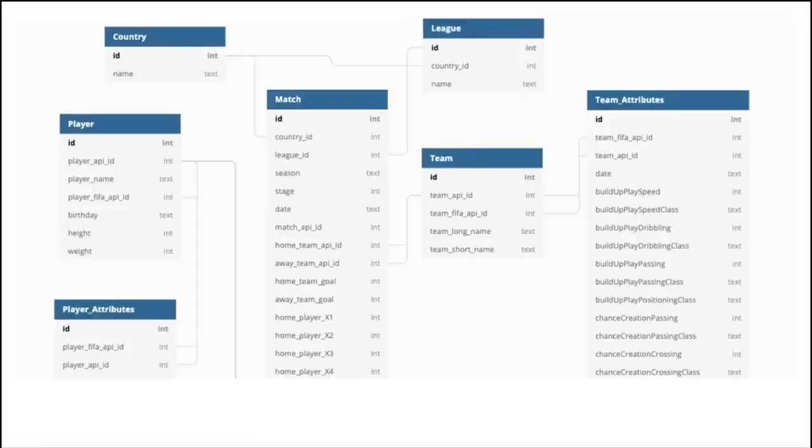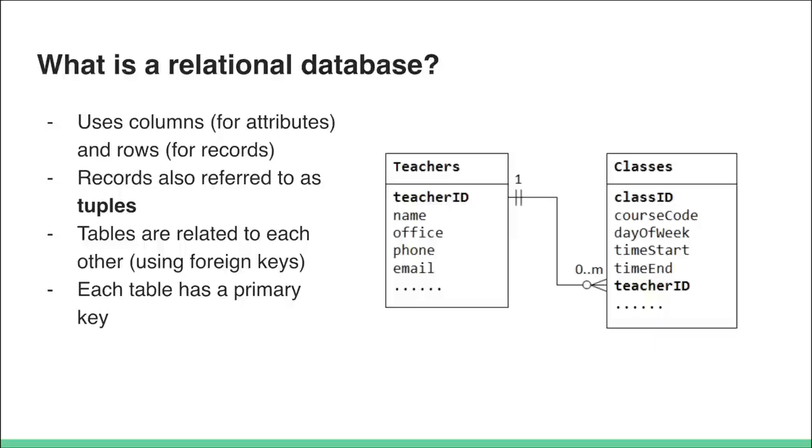Here's an example of a larger scale database schema. So now let's get into what a relational database is. In short, this is basically what you've seen for everything before this in this video. It's the term for a particular type of database that we just went over that uses columns for attributes and rows for records. One term that we didn't really talk about before is tuples, and the fact that records are also referred to as tuples. And you will often see this term on the IB exam in place of records or rows. Tables are related to each other using foreign keys, and each table has a primary key.